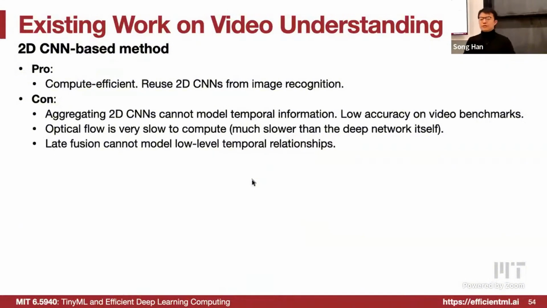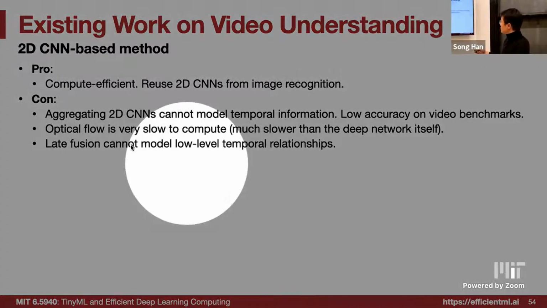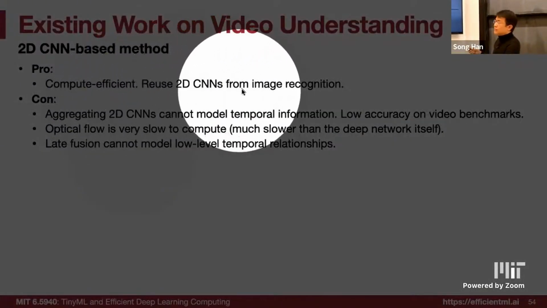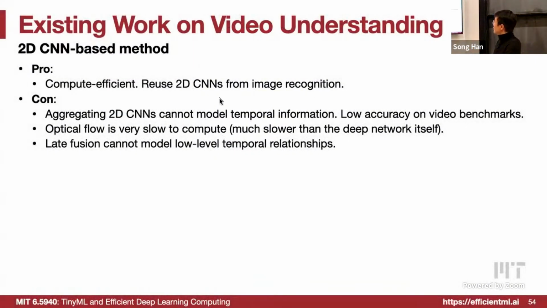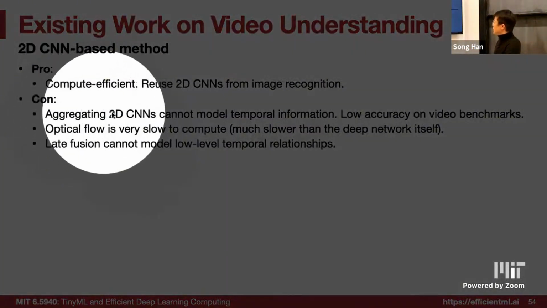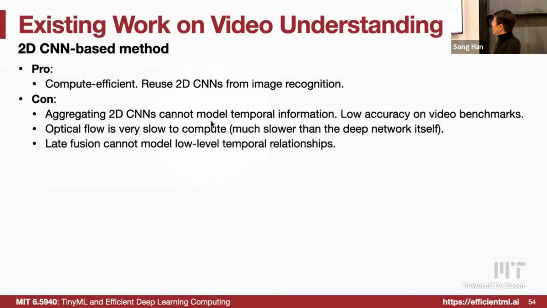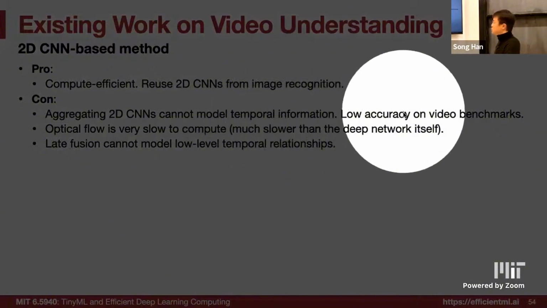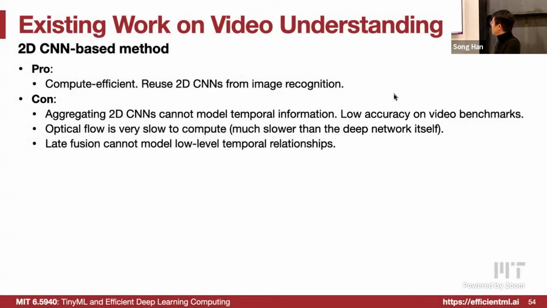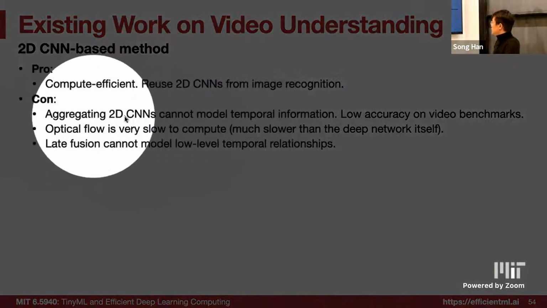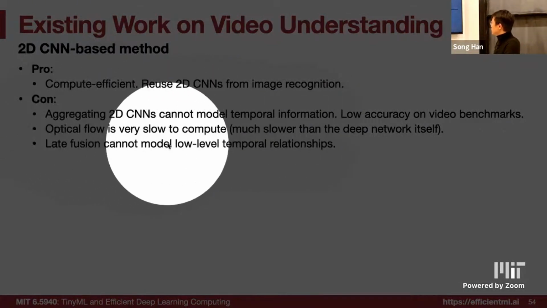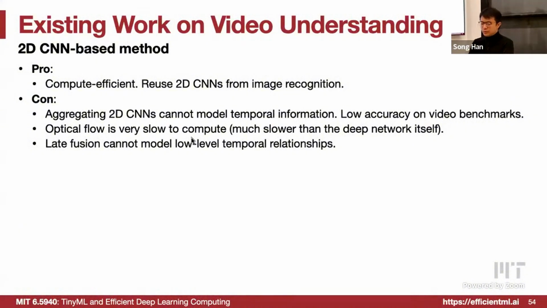So let's summarize the pros and cons of 2D CNN-based methods. Okay, so 2D CNN is very computationally efficient. We can also reuse 2D CNNs trained for image classification. But the bottleneck here is that 2D CNNs cannot model the temporal information since each frame is processed independently. That's relatively low accuracy. And if you use optical flow itself, it's very slow to compute. And late fusion cannot model the low-level temporal relationships.